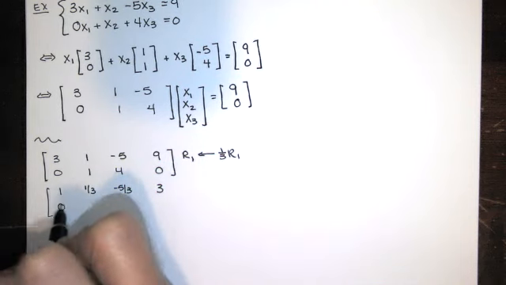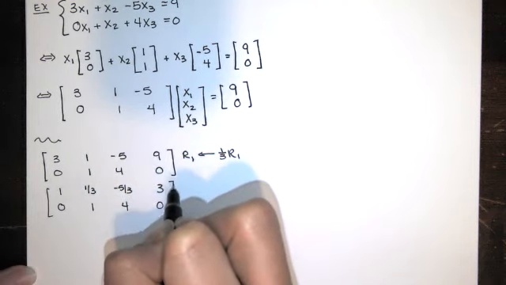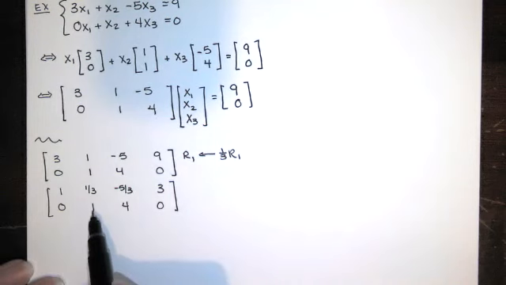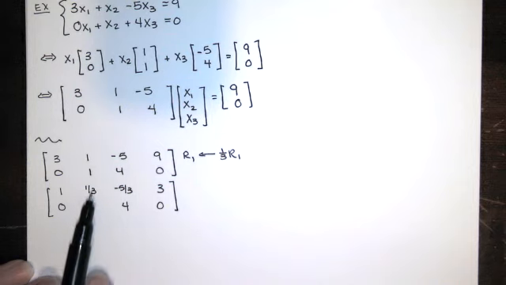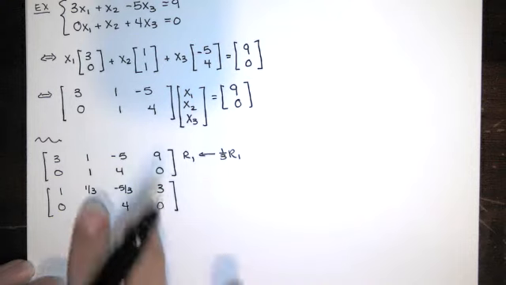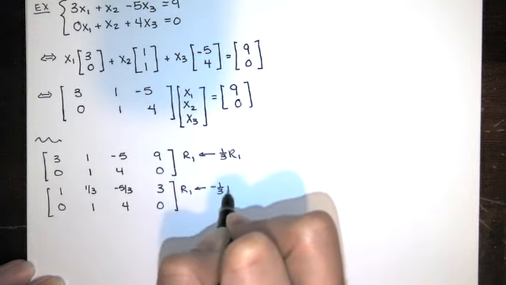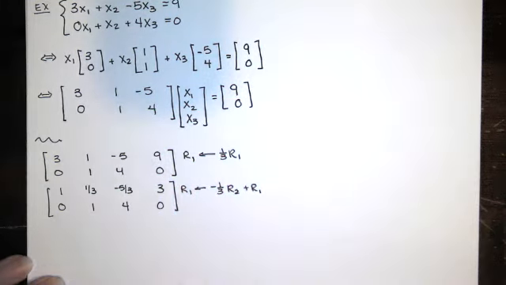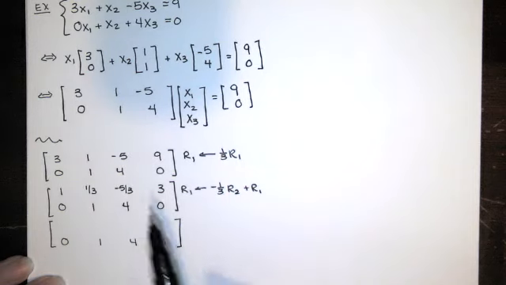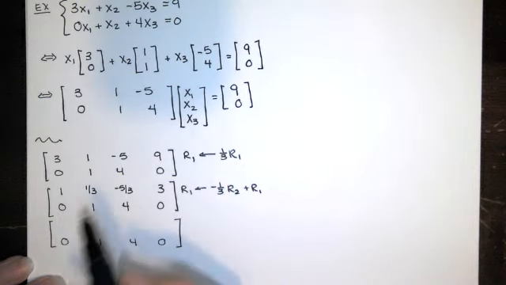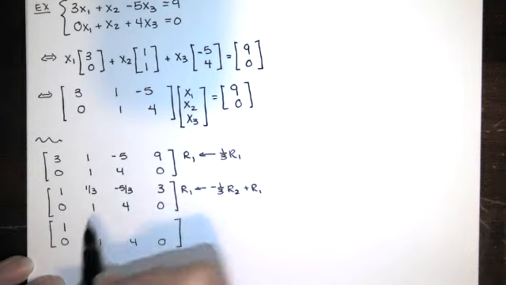So I get that. Now, if I want this entry above this 1, which is in a pivot position, to be a 0, so that I'm in reduced row echelon form, I need to add negative 1/3 to that. So that means I want to replace row 1 with negative 1/3 times row 2 plus row 1. So we'll leave the second row alone. And then the first row will be negative 1/3 times this plus 1. Negative 1/3 plus 1/3 is 0.